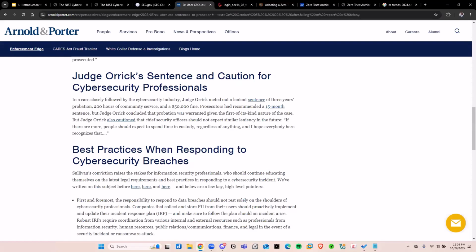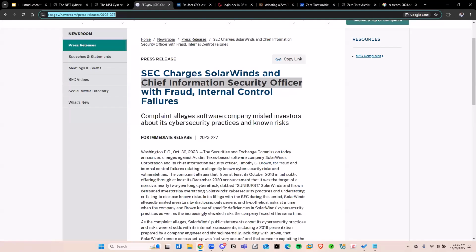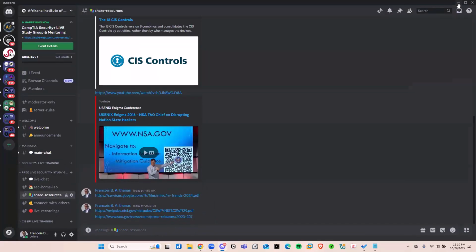Uber got breached. The ride-sharing company, they got breached not too long ago, and the judge almost, I want to say, almost sentenced the Uber CISO, I think it was chief security officer, I believe, to jail. But he basically got 3 years on probation. See that? So basically, I'm sharing all this with you, and let me put this in the chat for some of you who might want to read a little bit on this.